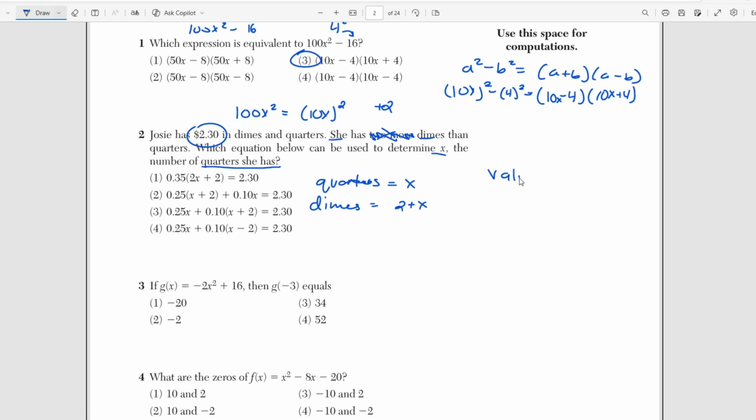Remember that the value of a coin is equal to the number of coins you have times the value of each coin. Okay, so she has x quarters. We know that quarters are equal to $0.25 or 25 cents. So 0.25x is the total value of all her quarters. And then you can add that to the total value of her dimes. A dime is worth $0.10 or 10 cents. And you're multiplying that by the total number of dimes, which is 2 plus x, okay? And this is equal to $2.30. That's what this 2.3 is representing here. So that's going to be choice 3.